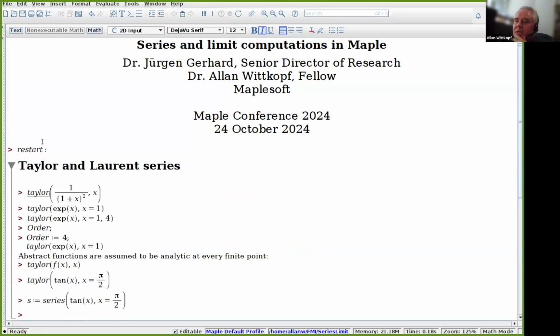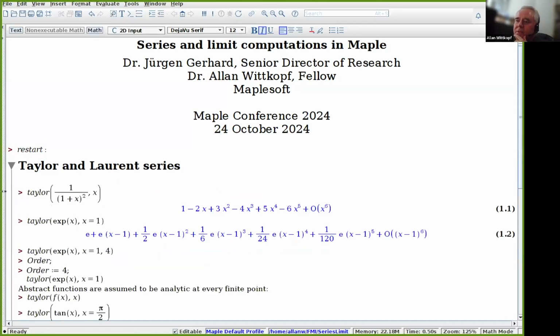All right, let's start off with something simple, a Taylor series. We just compute the Taylor series of this function here, and it produces polynomial terms out to a specific order. It can be used to compute Taylor expansions out to a specified order. Here's an example of exponential expansion at about x equals 1.